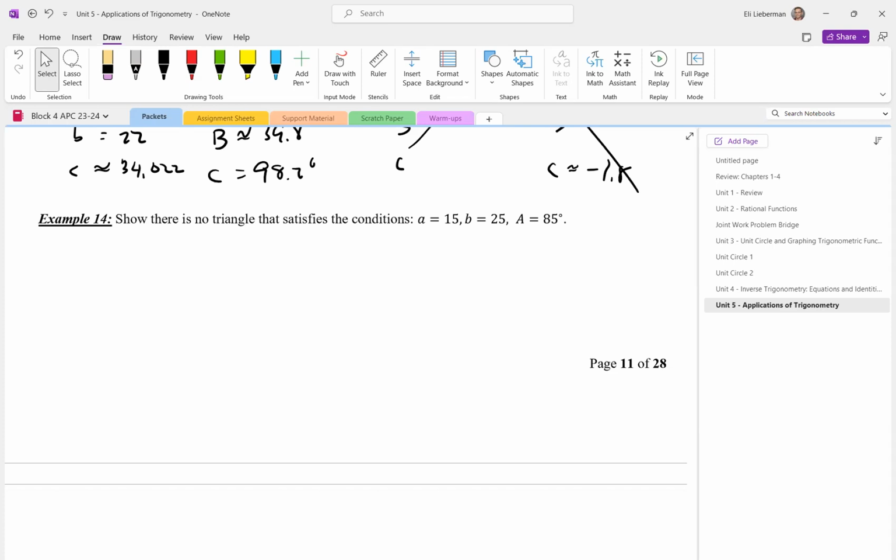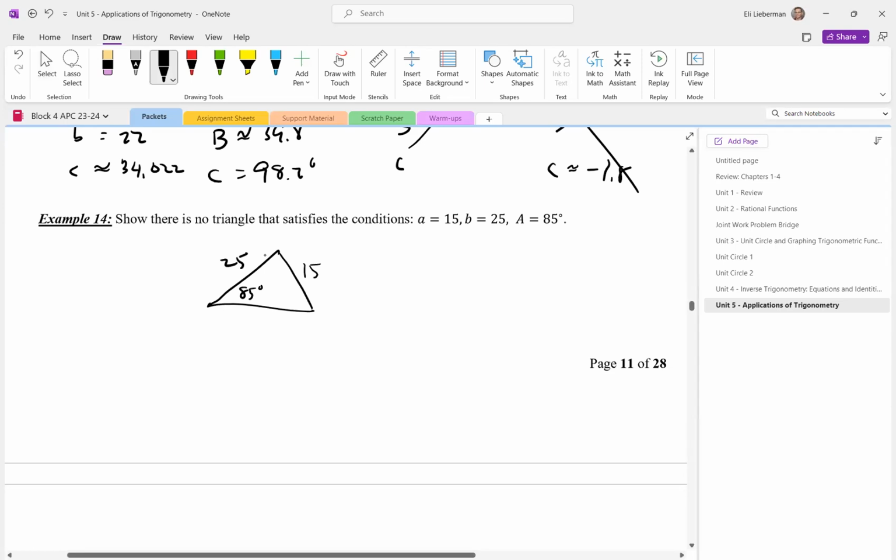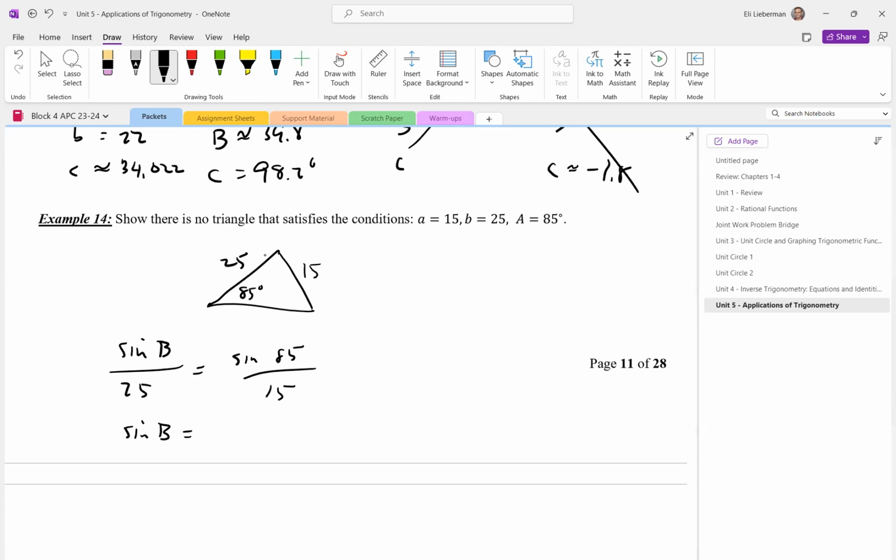Okay, so what I did was I drew the triangle, with the angle 85 degrees, this side 15 and this side 25. Then I did sine B over 25 equals sine 85 over 15. If you type all that into your calculator, 25 times sine of 85 divided by 15, you get 1.66.